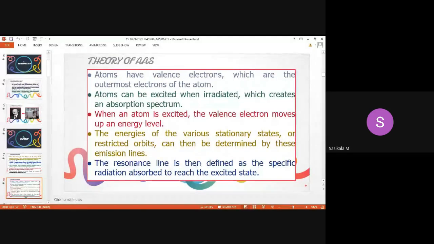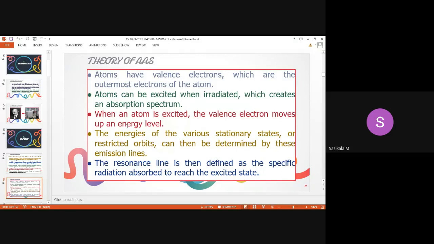The resonance line is defined as the specific radiation absorbed to reach the excited state. Here, the specific radiation absorbed represents the energy of radiation absorbed by the atom. Each atom requires a different amount of energy. One will absorb at 500 nanometers, another at 600 nanometers, some at 300 nanometers. It varies according to the valence electrons in the outermost shell, so that is the characteristic of that particular atom. Sodium absorbs at one wavelength, whereas potassium absorbs at a different wavelength.